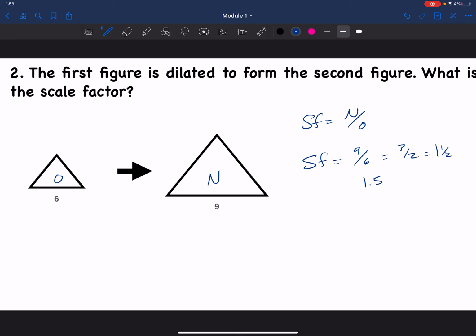Any of these are correct answers. It just comes down to what the question is asking you for. So if it says answer is a simplified fraction, answer is a simplified fraction. If it asks you for a decimal, put in a decimal. All right, let's go ahead and look at number 3.